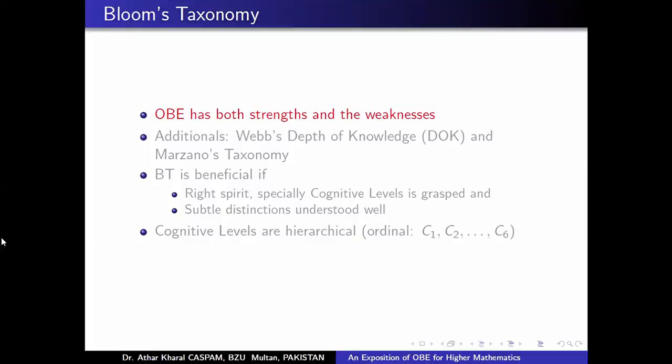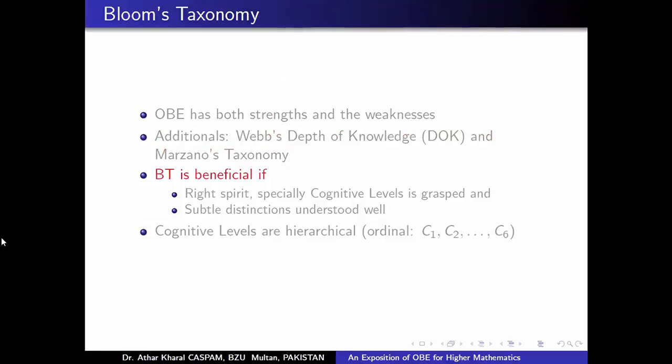Not only OBE, not only Bloom's taxonomy, there are other taxonomies as well as other frameworks which have been developed. For example, Webb, the name of the person who developed the Depth of Knowledge, DOK, and Marzano's taxonomy. Both of these are present in the document in reference numbers 6 and 7. I just want to point out that this is not the end of the story. There are people who are also working on other sides of Bloom's taxonomy and OBE, because there are certain weaknesses and limitations as well.